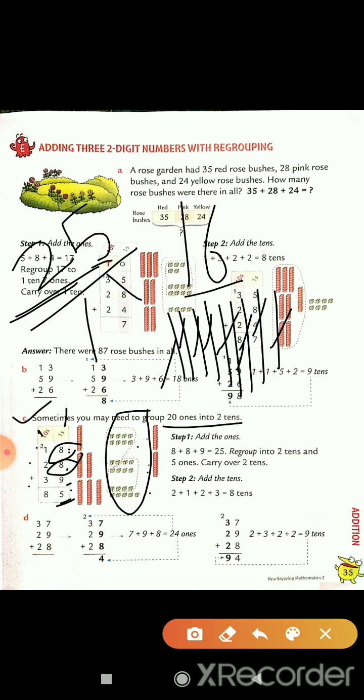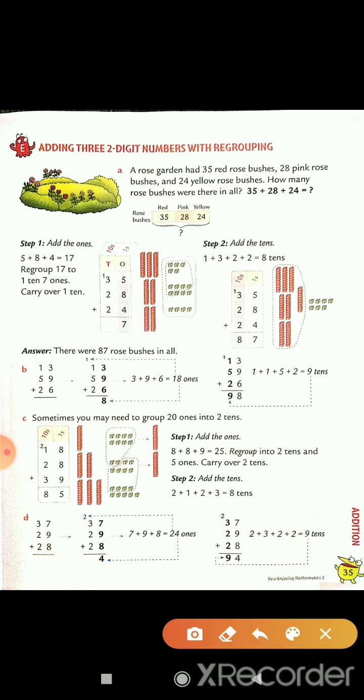tens. So at the place of tens, how many numbers are there? 1, 2, 3 and 2, which we carried. So 1, 1, 2, 1, 2, 3, and don't forget to add the 2 which we had carried to the tens column. So count them together. 1, 2, 3, 4, 5, 6, 7, 8. So we got 8 tens. So our answer is 85. Got it, students? So sometimes you may need to regroup 20 ones into 2 tens. Let us see one more example.